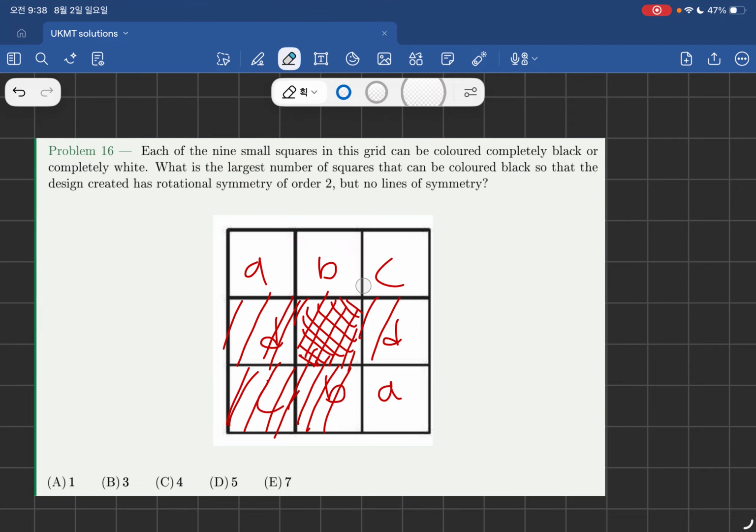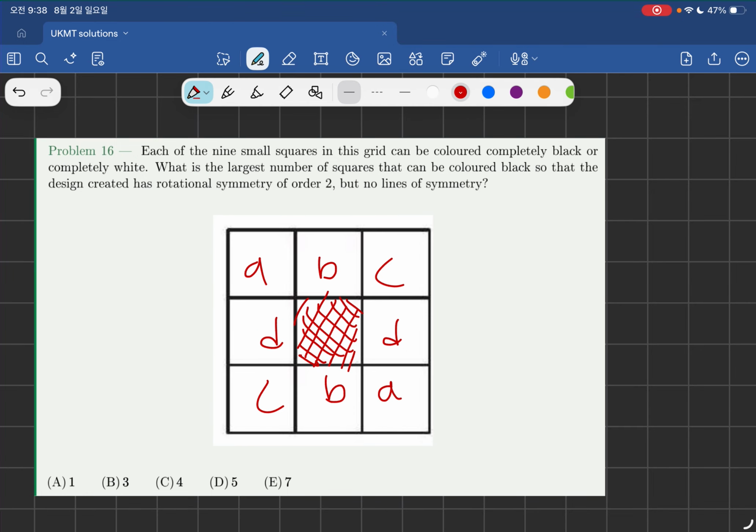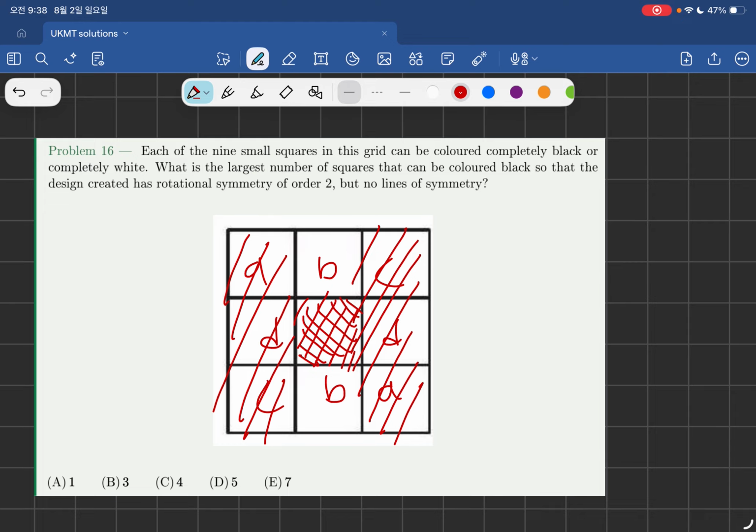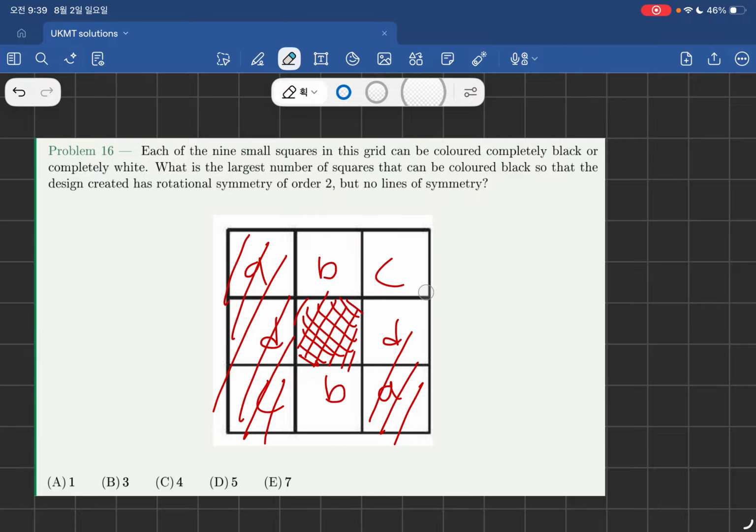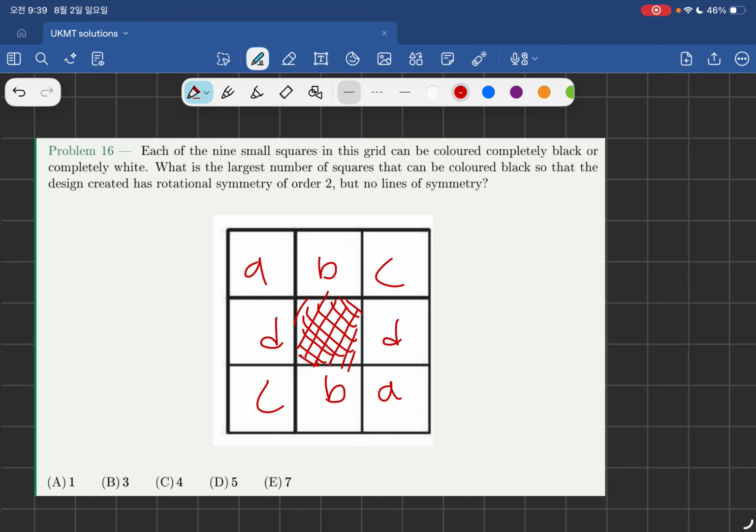And so we'll try coloring B as white. So we have something like an H here. However, the vertical line is a line of symmetry, so B also cannot work. C and D are the same as coloring A and B white, so we're just going to skip that. So we're going to make two pairs of squares white.